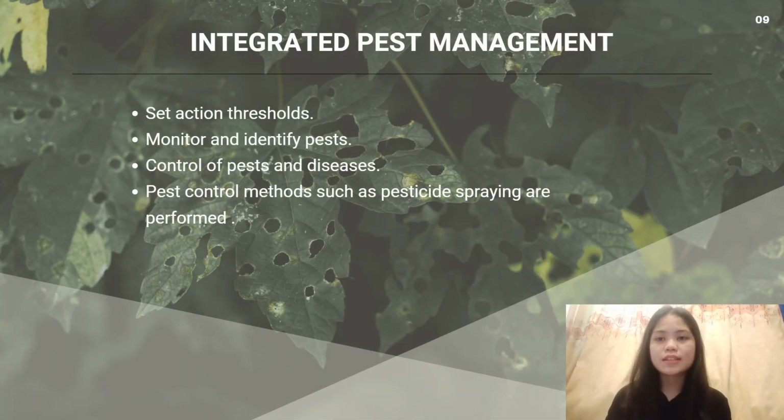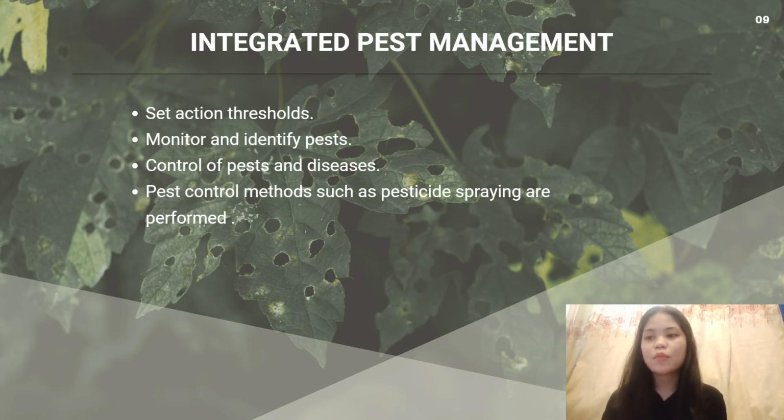First of all, set action threshold. It is the point at which a pest population or environmental condition will indicate that action should be taken to prevent the pest from becoming an economic or environmental threat.